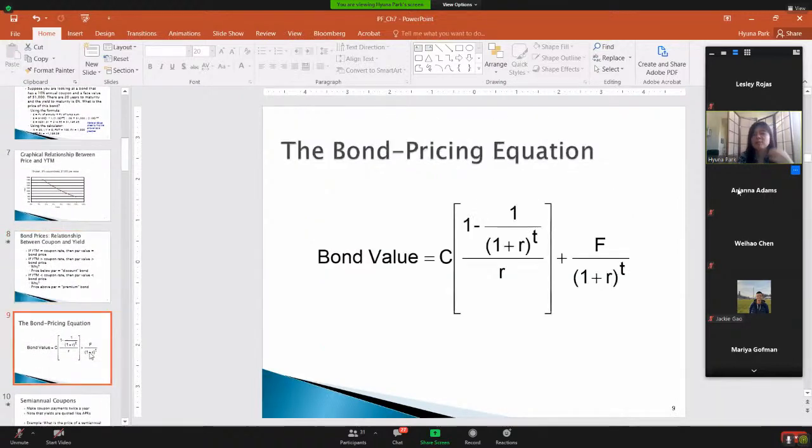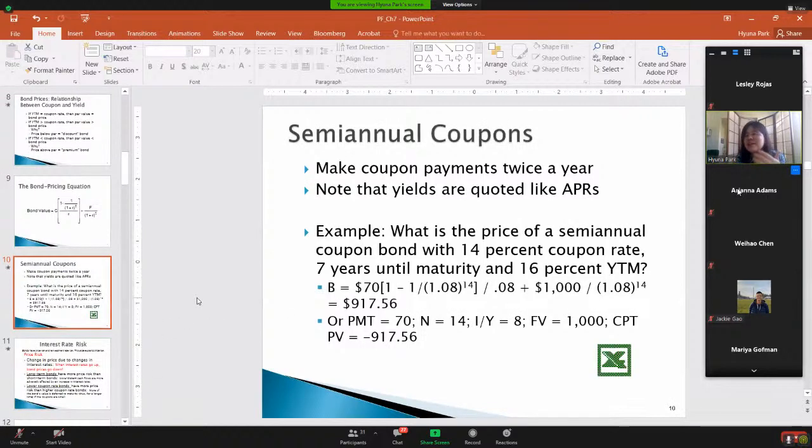So again, what's behind the Excel calculation and financial calculator calculation? So this is the equation. This is the annuity present value. This is the present value of the par value. So the total is the bond price. And we already did a lot of semi-annual bond valuation calculations last week. So let's just do a quick review.